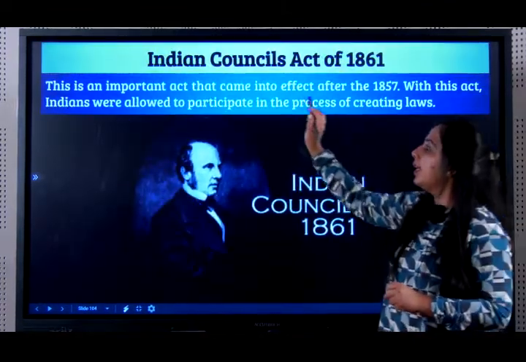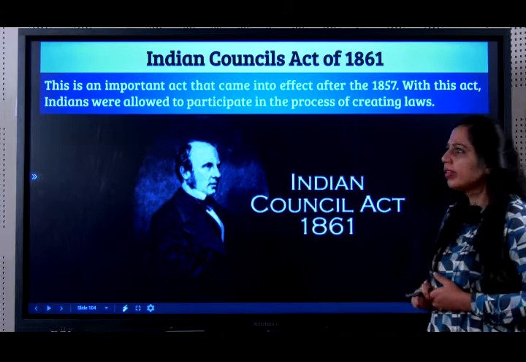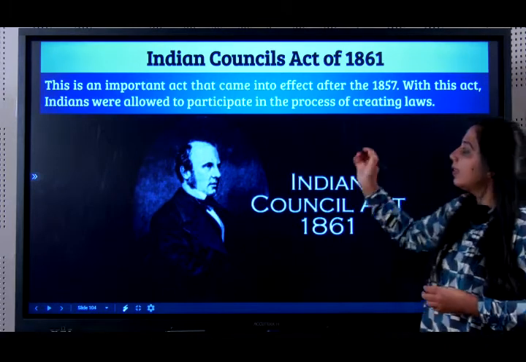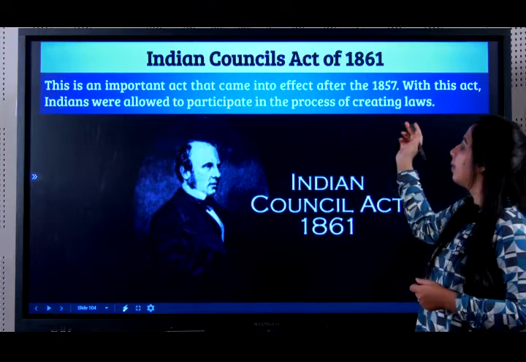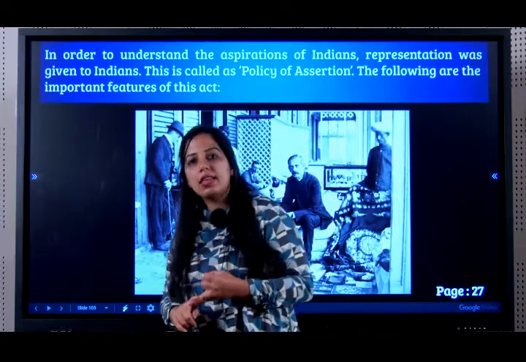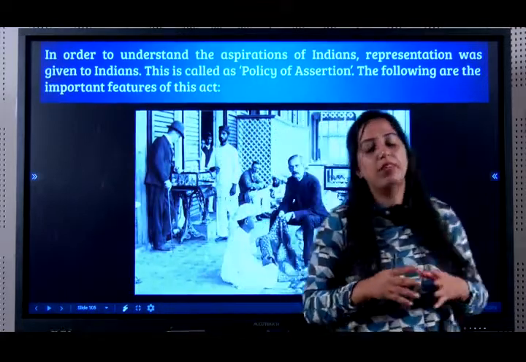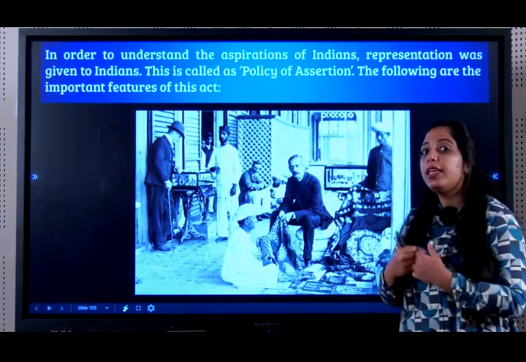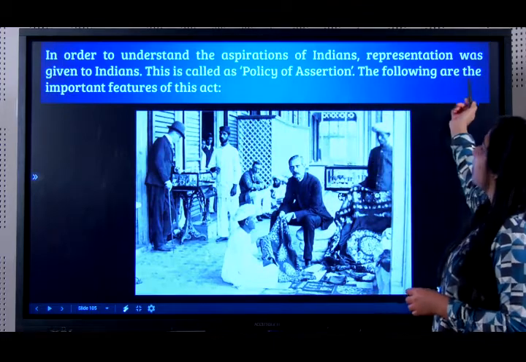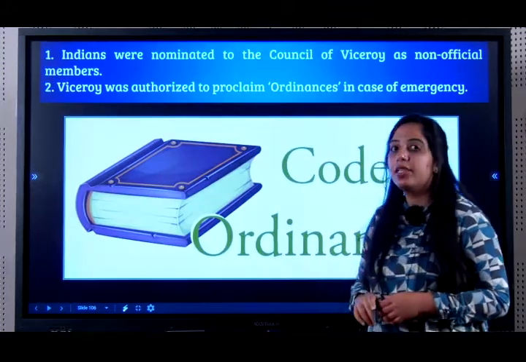Now, let's go to the next act, Indian Council Act of 1861. It is very important because it came into effect just 3 years after the Act of 1858. With this, Indians were allowed to participate in the process of creating laws. So, until now, in the Secretary of State for India, his council, the Governor General, his executive committee, they were only the British. There were no Indians. But this act allowed for Indians to be a part of these bodies. In order to understand the aspirations of Indians, representation was given to them. This is called the policy of association. What are the important features? Let's look at it.